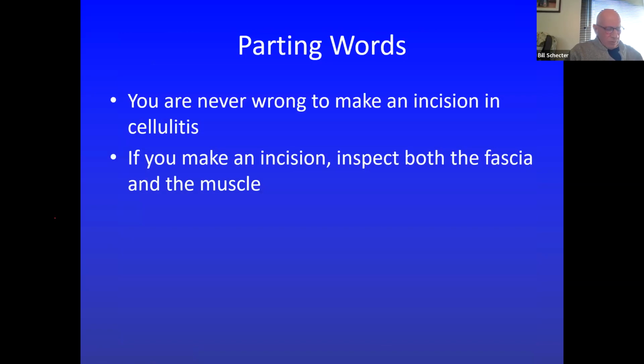So what are my parting words in terms of dealing with upper extremity infections. First of all, you're never wrong to make an incision for cellulitis. And if you decide to make an incision, you haven't done your job unless you've looked at the underlying fascia, opened the fascia, and looked at the underlying muscle. That's point number one.